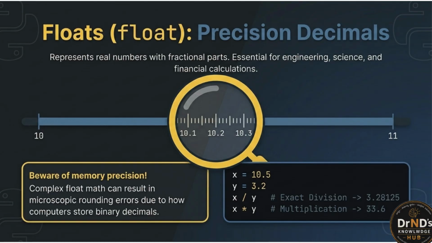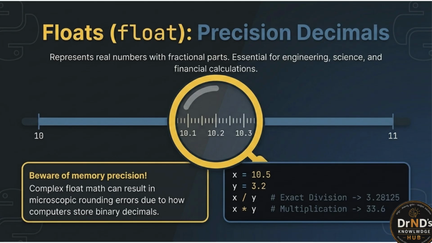The word float stands for floating point number. A float represents numbers that contain a decimal point or fractional part. Examples include 3.14, 10.5, 98.6, 65.8, 0.25. All of these values are stored as float data types in Python. Let's look at the examples shown on the screen.